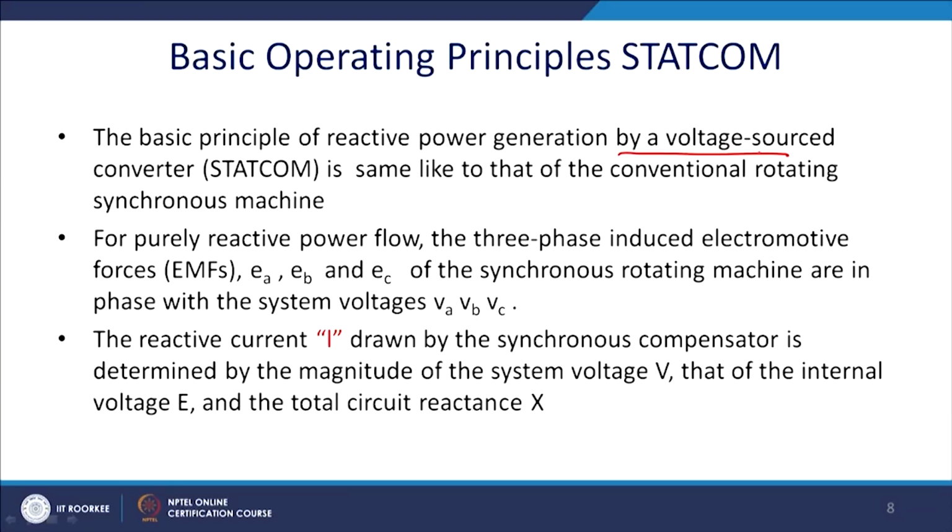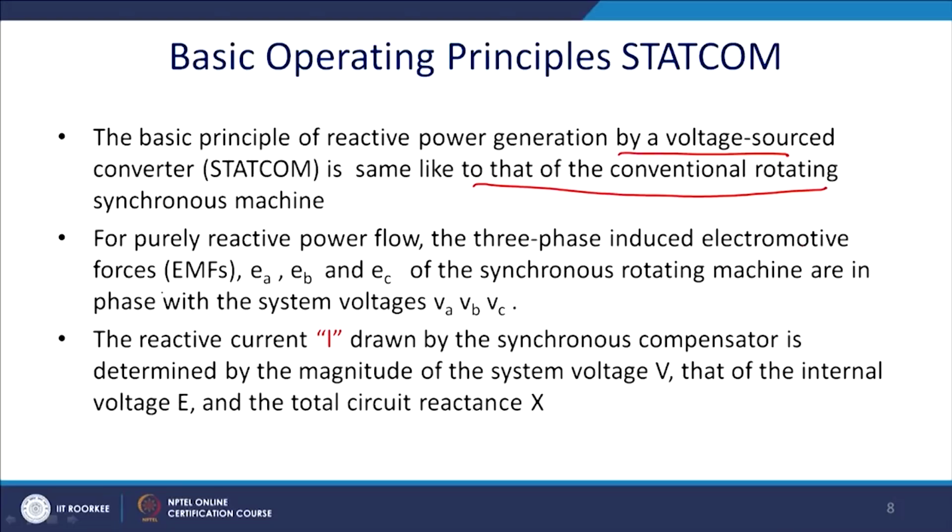Now, let us come to the basic principle of the STATCOM. The basic principle of reactive power generation by the voltage source converter is the same as the conventional rotating synchronous machine. There is no difference actually, but it is a static solution, whereas that is a dynamic, rotary solution. For purely reactive power flow, the 3 phase induced electromagnetic forces EA, EB, EC of the synchronous rotating machine are in phase with the system voltages VA, VB, VC.